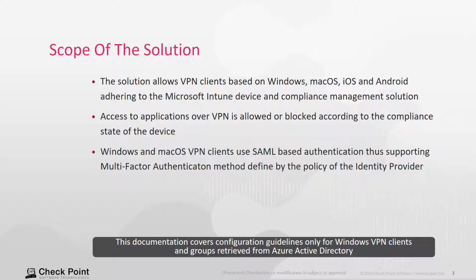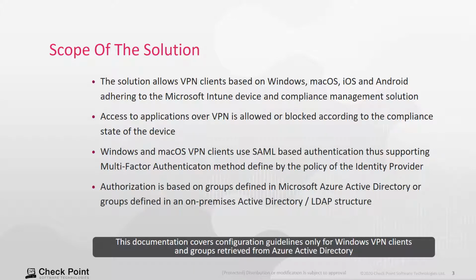Windows and macOS VPN clients will use SAML-based authentication and thus support even multi-factor authentication methods defined, and the authorization to the resources is based on groups defined in the Azure Active Directory or in the on-premises structure. Note that in this documentation here I focus on Windows VPN clients and I perform the authorization based on groups defined in Microsoft Azure. The hotfix is available on request to selected customers.